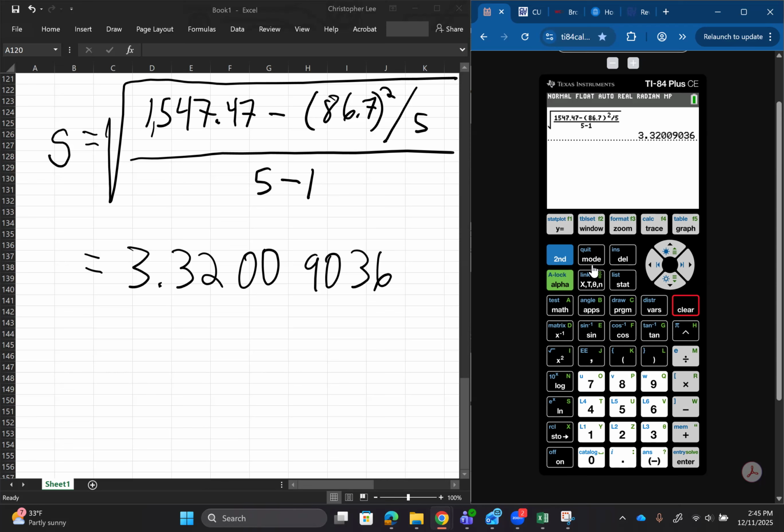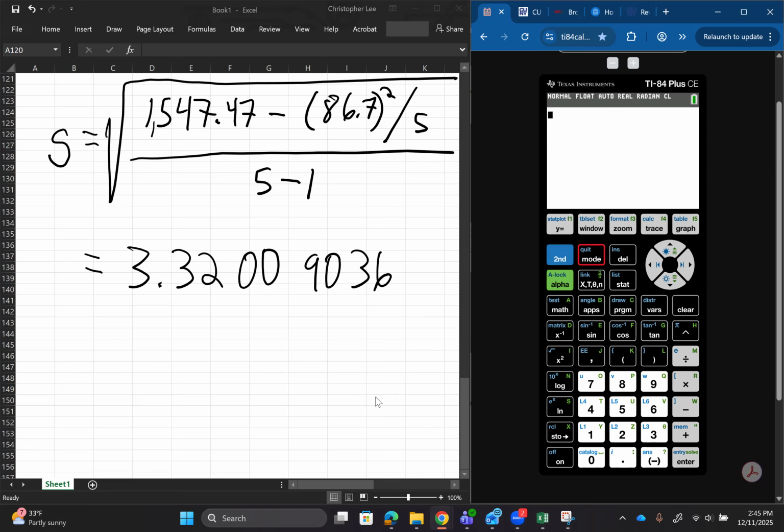Professor, whenever they ask for the sample standard deviation, you do this one, right? With this part. Sample standard deviation, and then the other one is the population standard deviation. So I'm gonna put an X on it. Yeah, that's fine. Go ahead, you could do it.